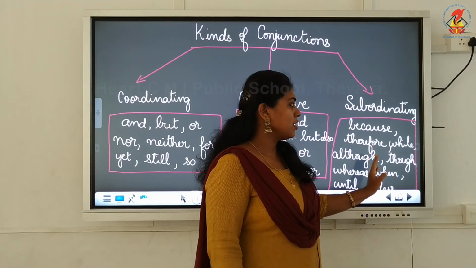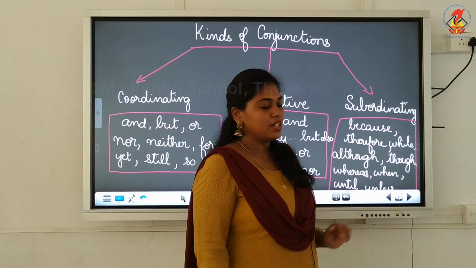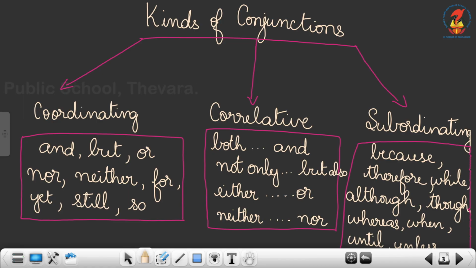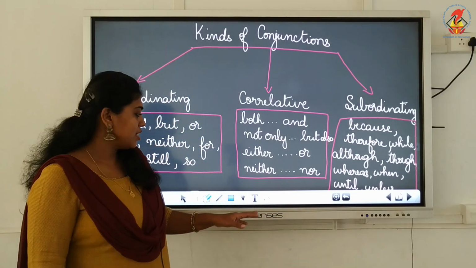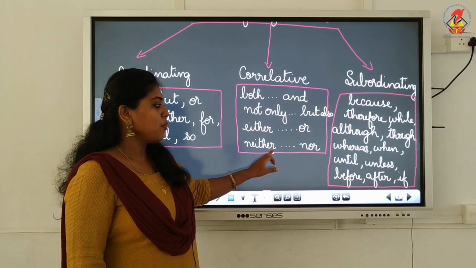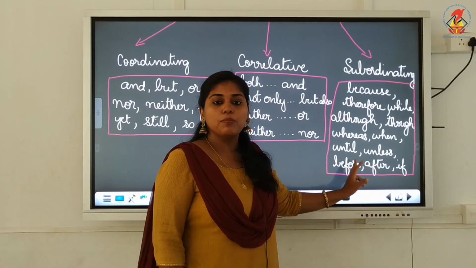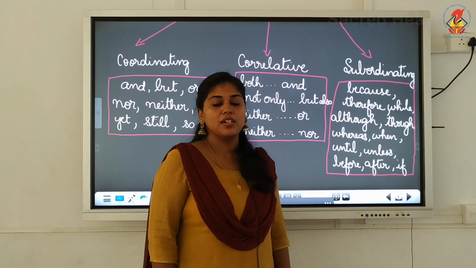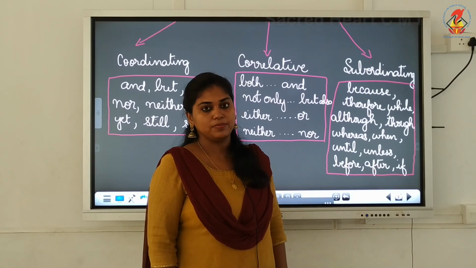Then the third one is subordinating conjunction. These are the conjunctions that will come under subordinating conjunction: because, therefore, while, although, though, whereas, when, until, unless, even though. All these words will come under subordinating conjunction. Even, before, after, if, all these words will come under subordinating conjunction.